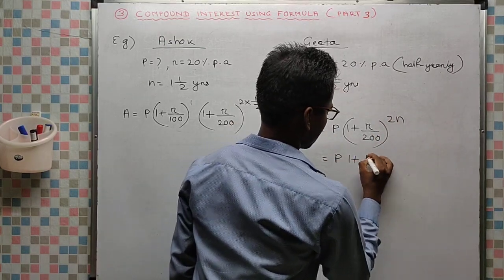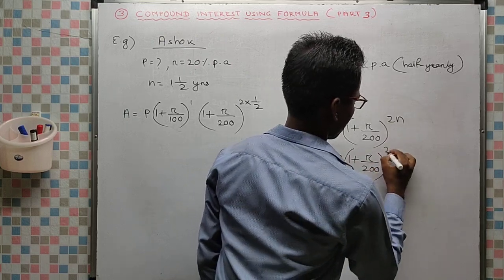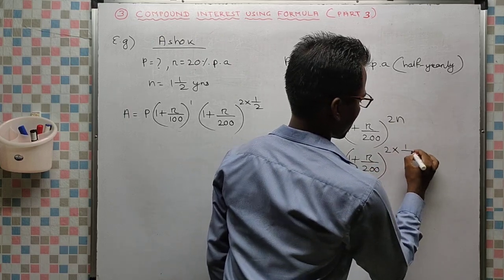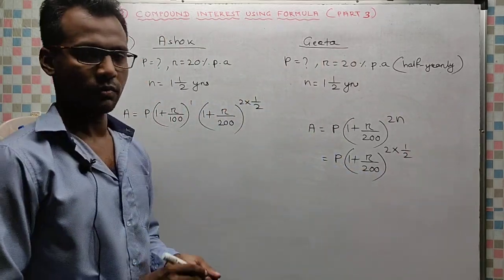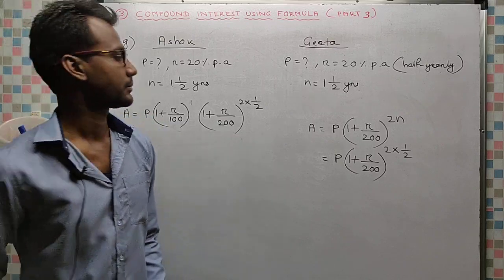P into 1 plus R by 200 power 2 into time, and time is 1 by 2 here. So 2 into 1 by 2.